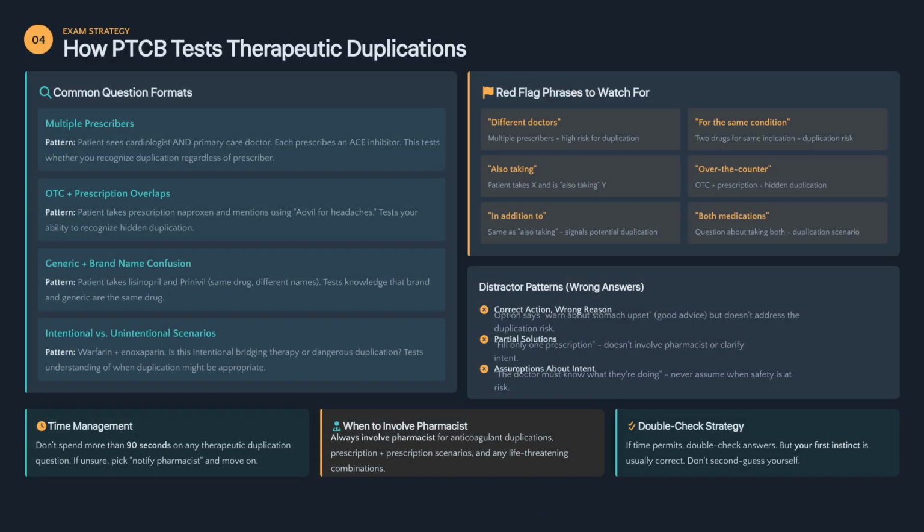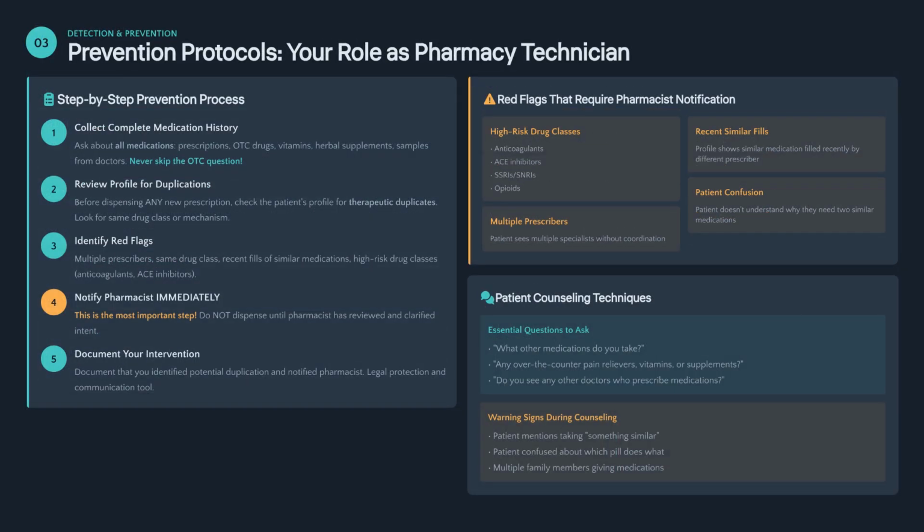PTCB questions often involve multiple prescribers or OTC overlaps. Look for red flag phrases like different doctors or also taking. The wrong answers usually involve ignoring the risk or making clinical assumptions. Your role in prevention includes collecting a complete medication history, reviewing the profile for red flags, and immediately notifying the pharmacist. Documentation is crucial for legal protection.